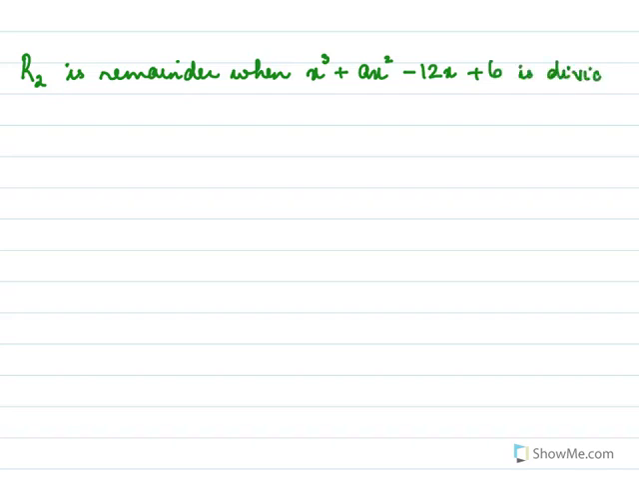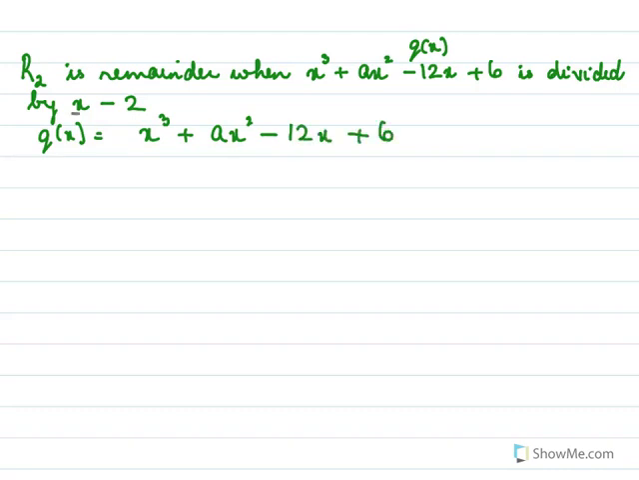So R2 is the remainder when the second polynomial, that is x cubed plus ax squared minus 12x plus 6, is divided by x minus 2. So let this polynomial be q of x. So we have q of x equal to x cube plus ax square minus 12x plus 6, and it is divided by x minus 2. So x minus 2 equal to 0, x equal to 2. So we have to find q of 2.